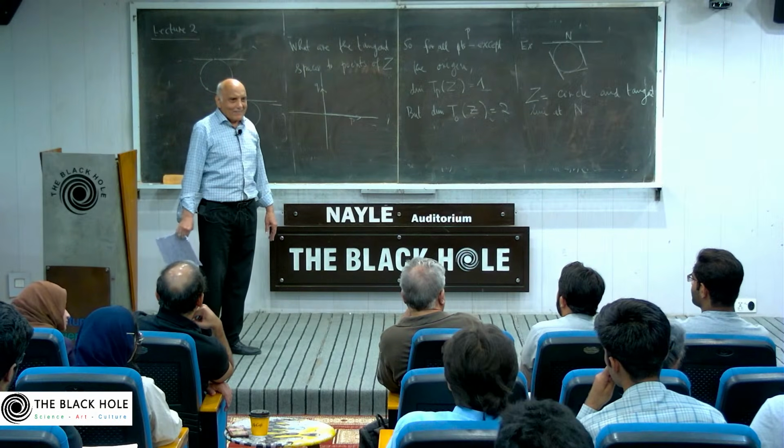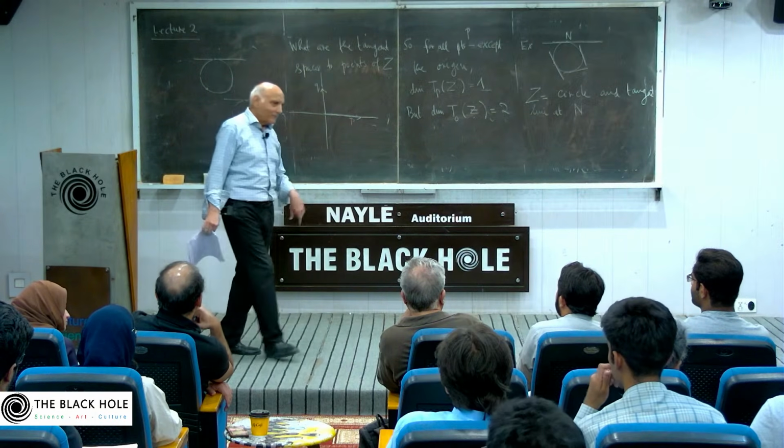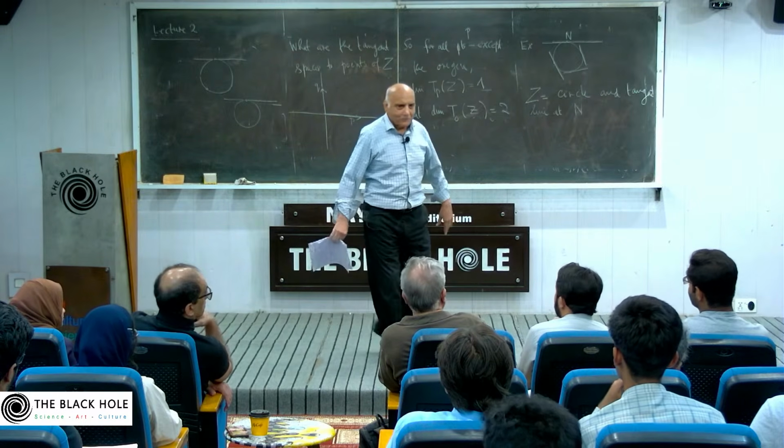Of course, a vector space is not even a circle. So there is some serious problem. We have to discuss it. What is the issue?